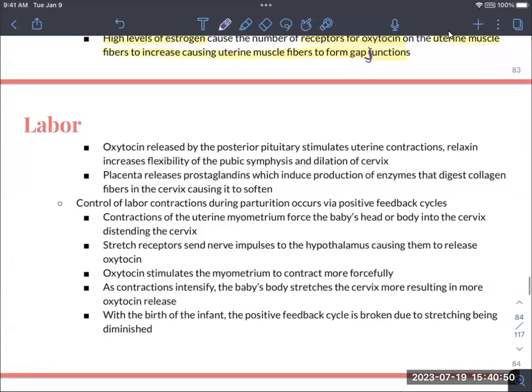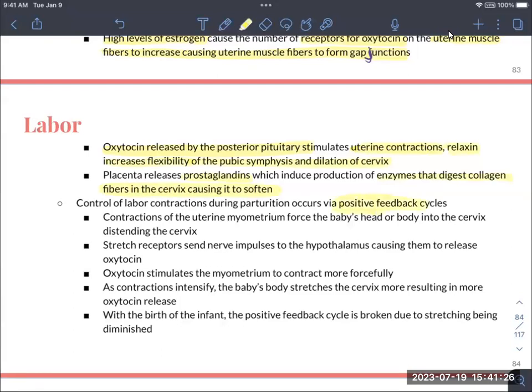This oxytocin starts to get released from that posterior pituitary. Oxytocin is what stimulates that uterine contractions. That relaxin that has been released throughout that pregnancy increases the flexibility of the pubic symphysis, and it helps that cervix dilate a lot easier. Prostaglandins are being released by that placenta. These prostaglandins produce enzymes that are going to digest the collagen fibers in that cervix. This is what helps it soften so it can expand.